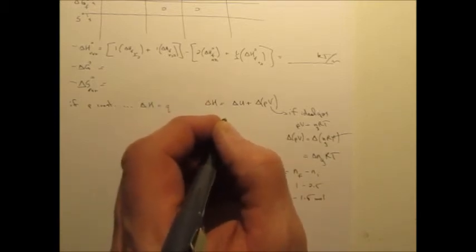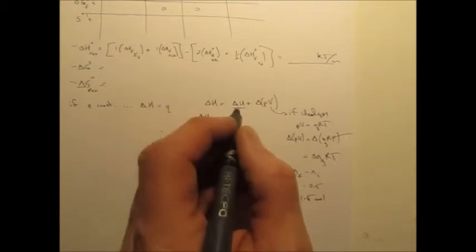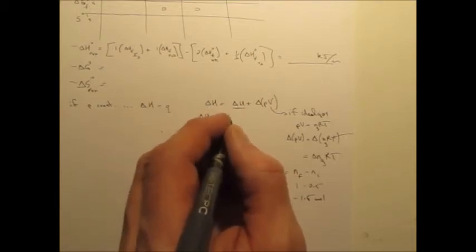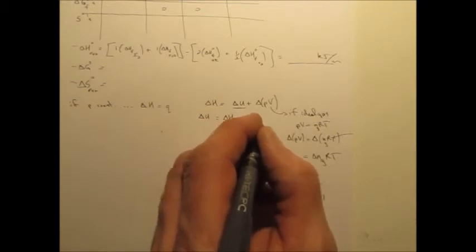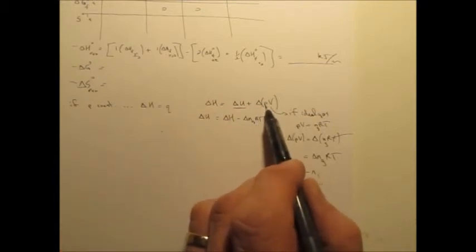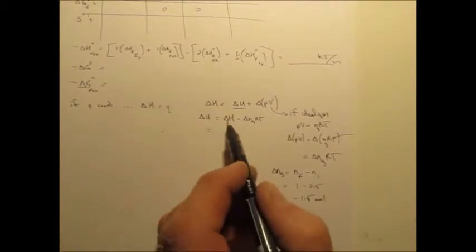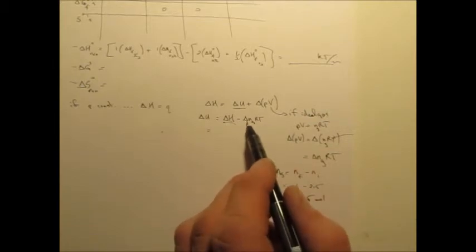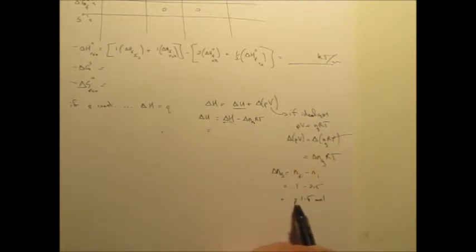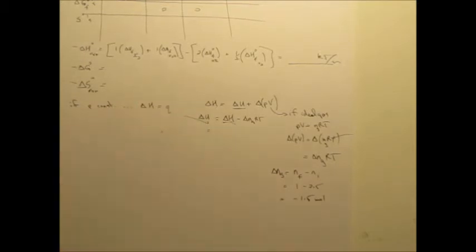So we could say, I'm going to solve for delta U. So delta U will equal delta H subtract delta nG RT, because we replace this with that. Solve for delta U. You should have the number for delta H here already. You know that delta nG is negative 1.5. You know what R is, you know what T is. So now you have that.